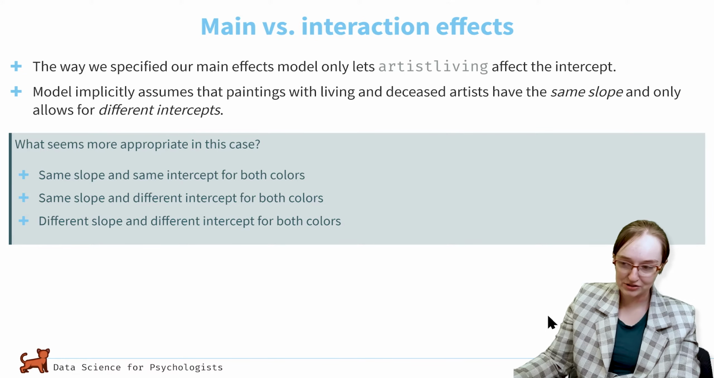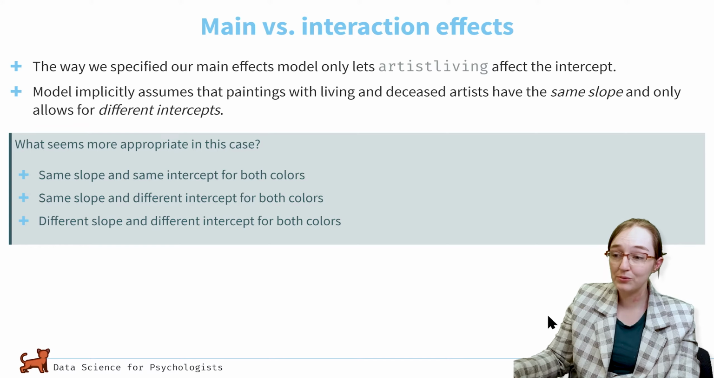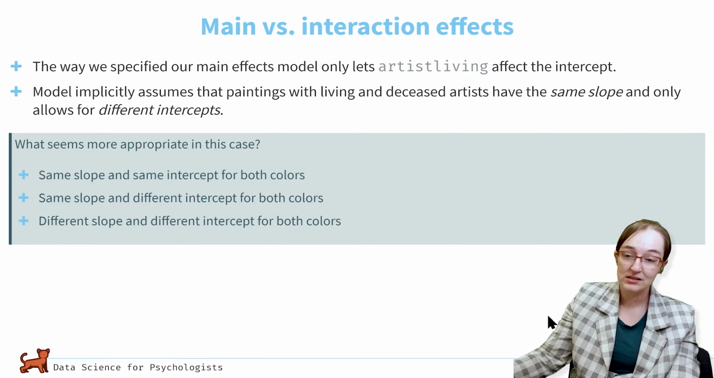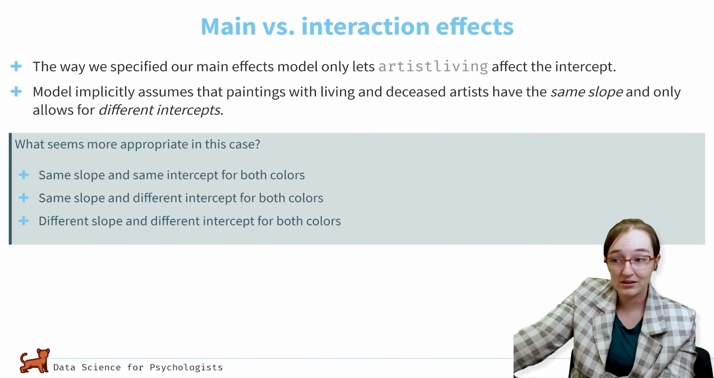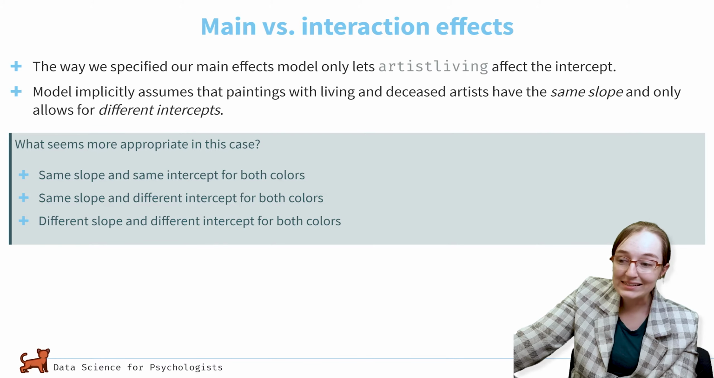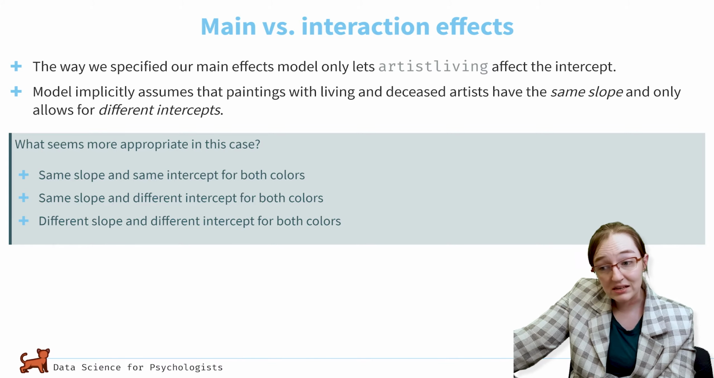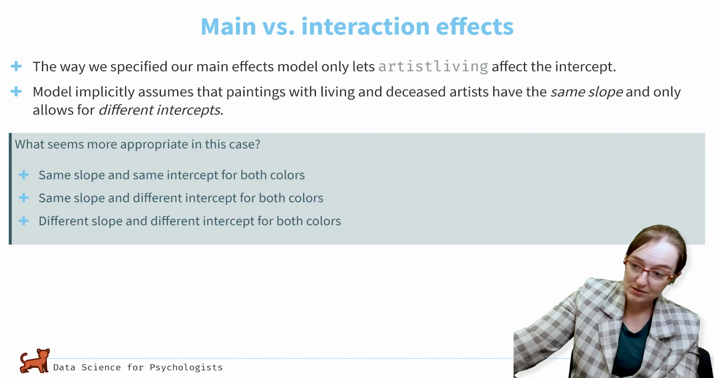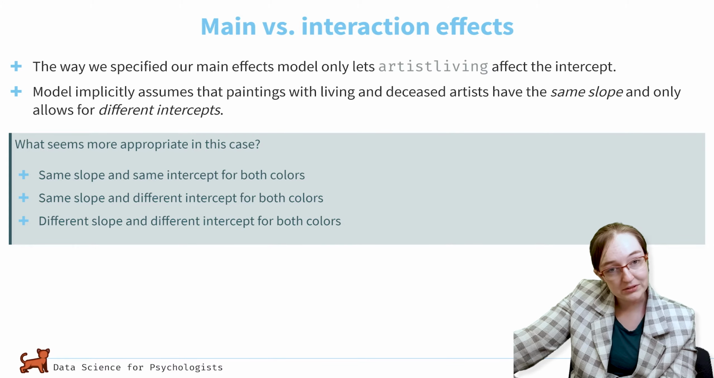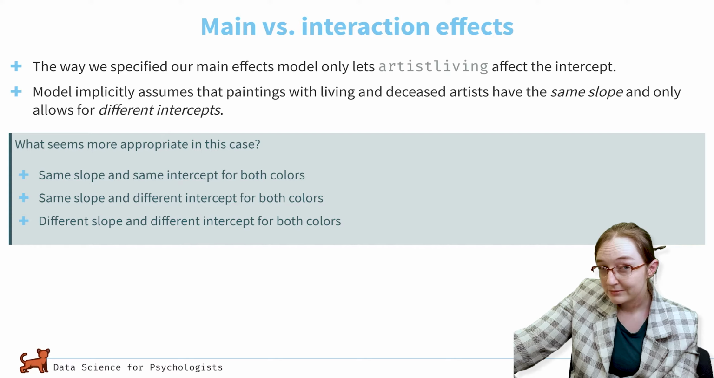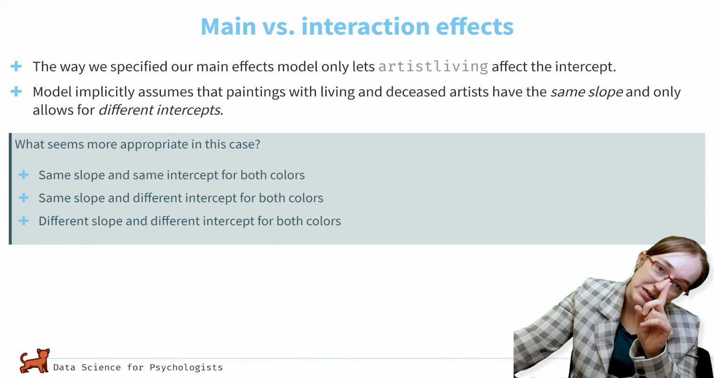Okay, interactions. So the main way we specify our main effects is only by adding that dummy variable. So models implicitly assume that the paintings have the same slope and are only allowed to have different intercepts. What seems more appropriate in this case? Same slope, same intercept for both colors; same slope, different intercepts for both colors; or different slopes, different intercepts for both colors? I'll leave this as an exercise to you.